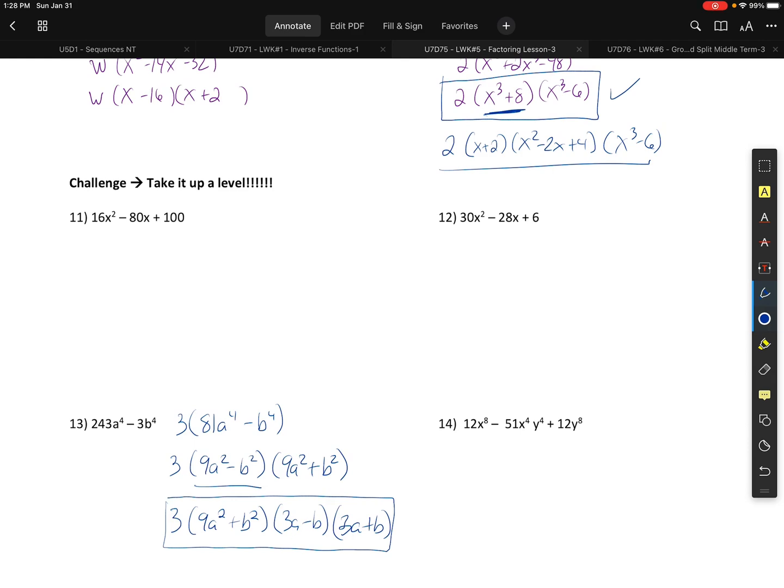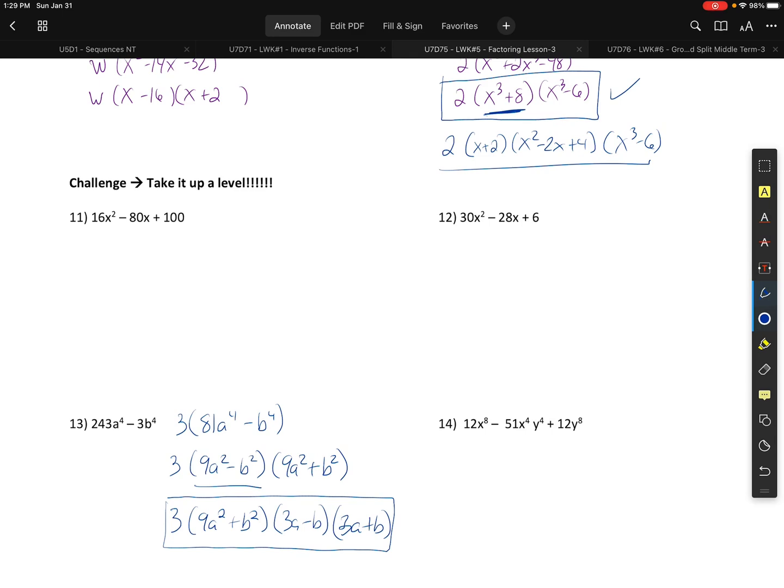Nice. All right, so 11, 12, 14. I wouldn't worry about them right now. On the next worksheet we do, it'll give you some better rules to be able to do those. If you're working on them right now, it's more of a guess and check mentality.